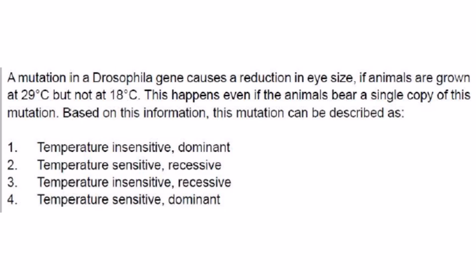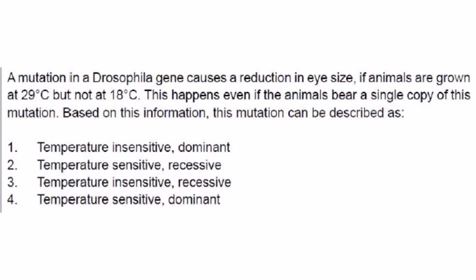Next question. A mutation in Drosophila gene causes a reduction in eye size if animals are grown at 29 degrees but not at 18 degrees. That is, if you grow the animal at 29 degrees, mutation is there. If you grow it at 18 degrees, no mutation. That makes it temperature sensitive mutation. So you can cross off 1 and 3, they are incorrect. So 2 and 4 we will see.